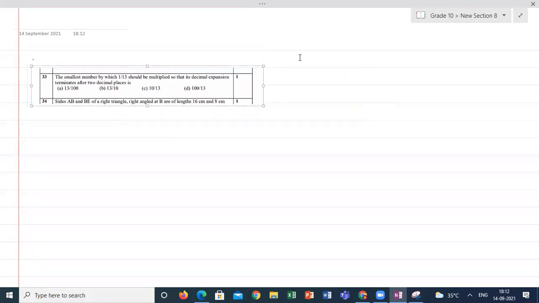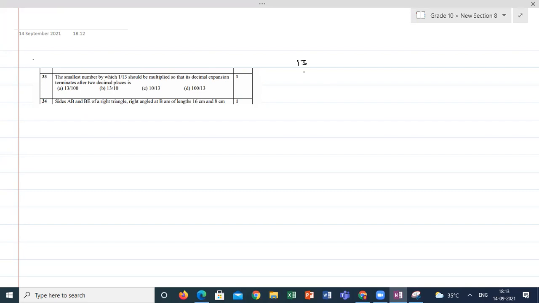The smallest number by which 1 by 13 should be multiplied so that its decimal expansion terminates after two decimal places. See, take the options. I am taking the smallest number that should be multiplied by 1 by 13, so its decimal expansion terminates after two decimals.